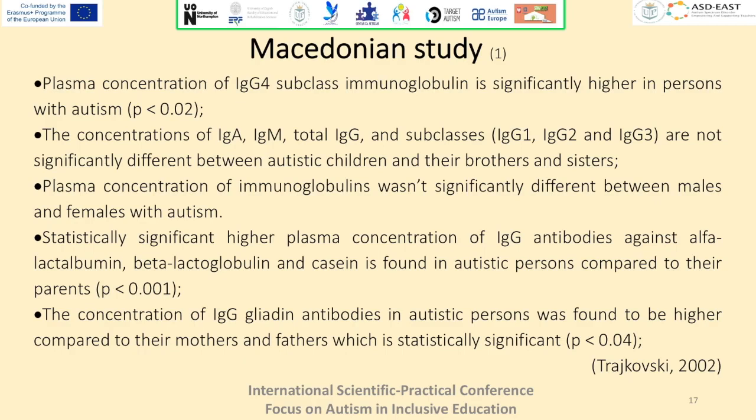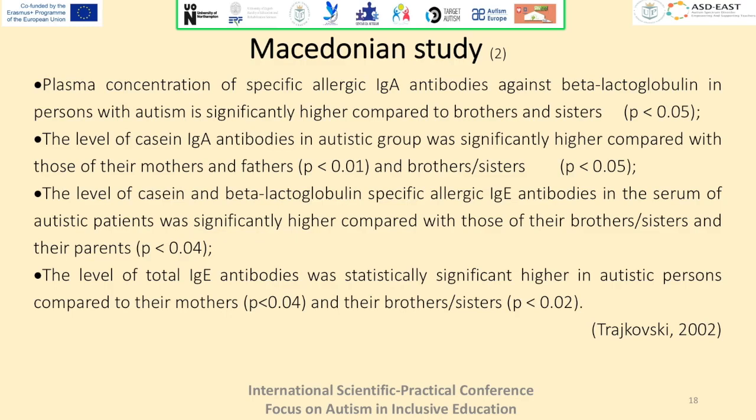18 years ago. Statistically significant higher plasma concentrations of IgG antibodies against alpha-lactalbumin, beta-lactoglobulin, and casein were found in autistic persons compared to their parents. And you can see the P is very low, which is a strong statistically significant difference. And the concentrations of IgG gliadin antibodies in autistic persons were found to be higher compared to their mothers and fathers, which is statistically significant as well. With these findings, we confirmed the findings of Sandra Lucarelli conducted in the 1995 study. Plasma concentration of specific allergy IgA antibodies against beta-lactoglobulin in persons with autism is significantly higher compared to brothers and sisters in the Macedonian study.